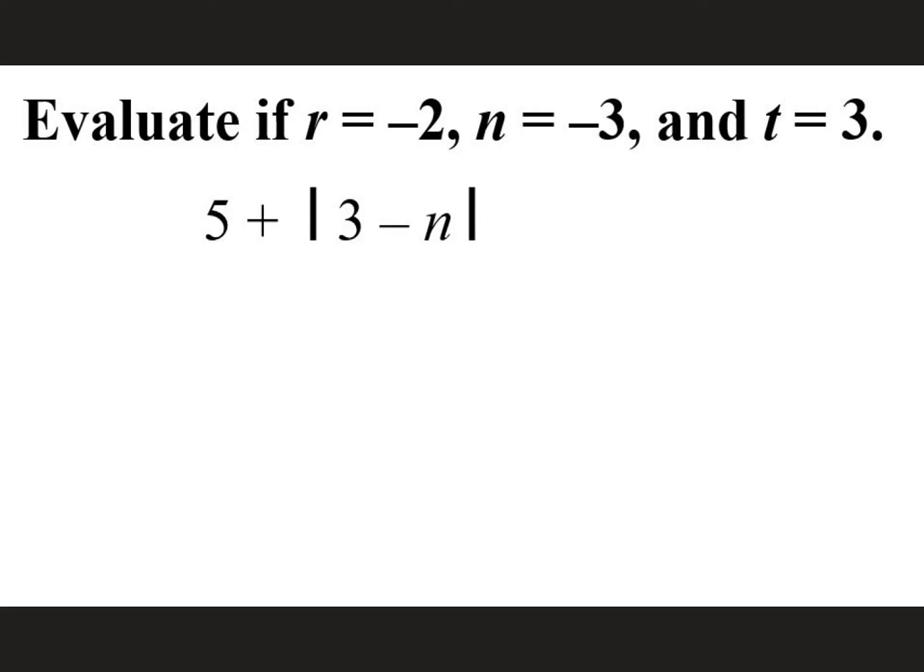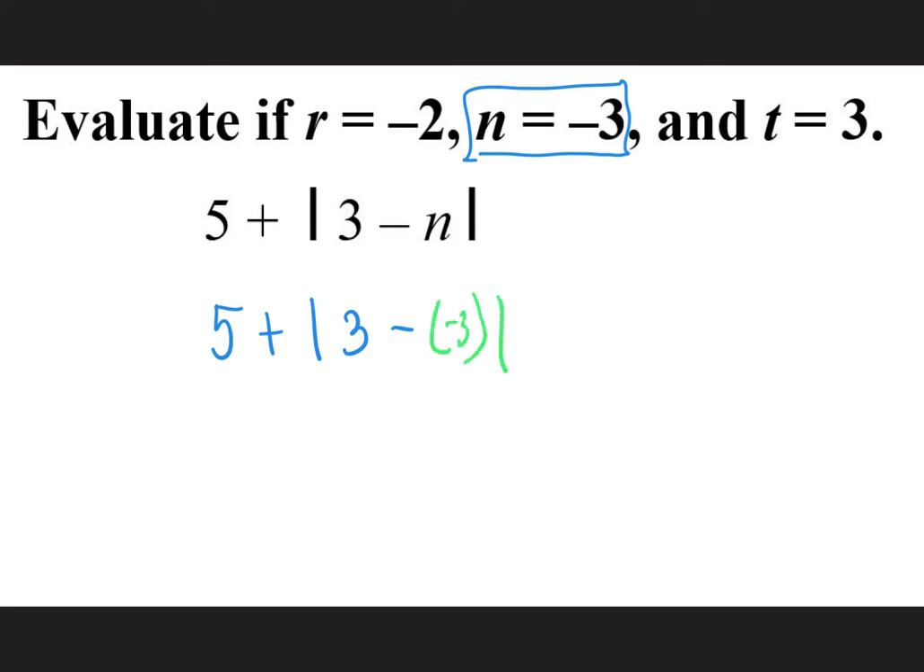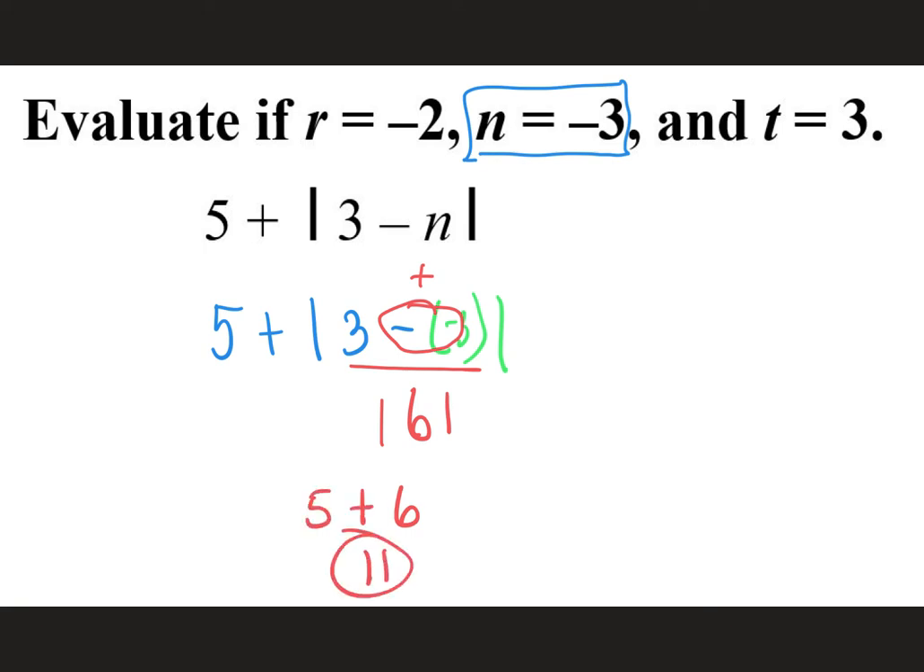Again, if I have a variable and I know what the variable equals, replace letter with number. So I'm going to keep the 5 plus absolute value 3 minus, and then I have a negative 3. I'm going to do inside my absolute values 3. This turns into a plus. So 3 plus 3 is 6. Absolute value of 6 is just 6 plus 5, which gives me 11.